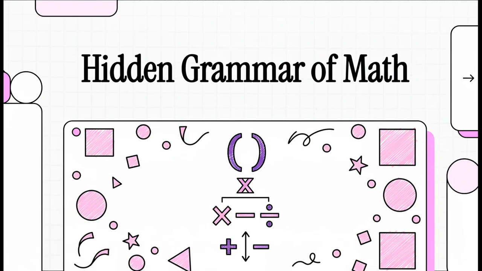Have you ever really thought about math as a language? Because it is. It's this universal language that honestly builds everything around us. But just like any language, it's got this hidden grammar, a set of rules that stops it from becoming total chaos. So today, we're going to master that grammar.